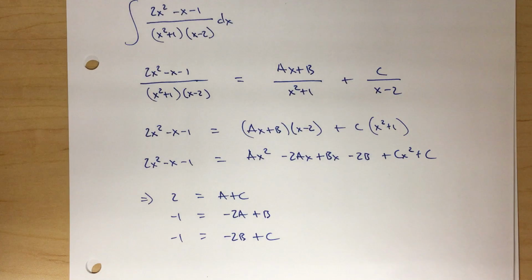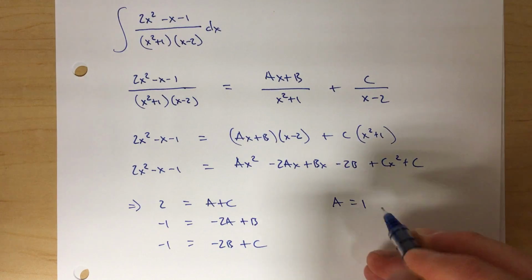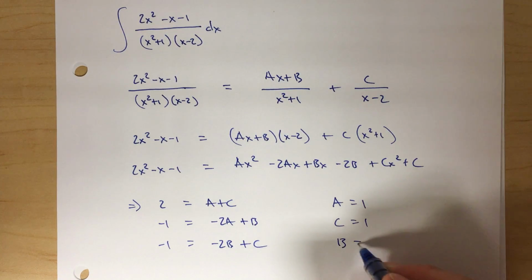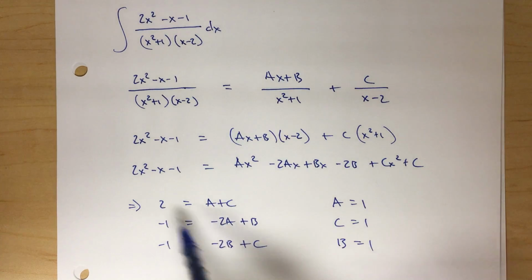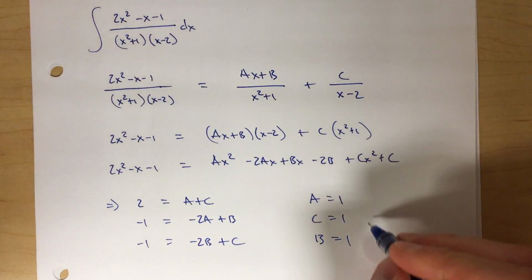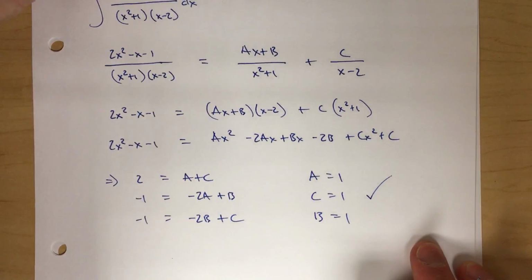So again, I have a system of 3 equations. Now I'm not going to take the time to solve this. What I am going to say is a equals 1, c equals 1, and b equals 1. 1 plus 1 is 2, negative 2 plus 1 is negative 1, negative 2 plus 1 is negative 1. So this checks out. You could use a matrix to solve that, or substitution or elimination.